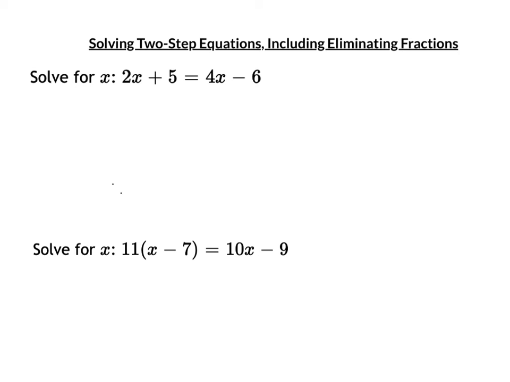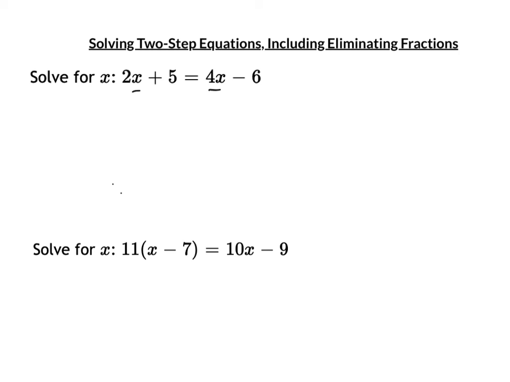Last two questions. See, these two are a little different because they have variables on both sides. So there's a variable on the left and a variable on the right. Well, before we can get the variable by itself, we have to get the variables on one side of the equation. Now, basically what you do here is you choose one of the variables to get rid of.